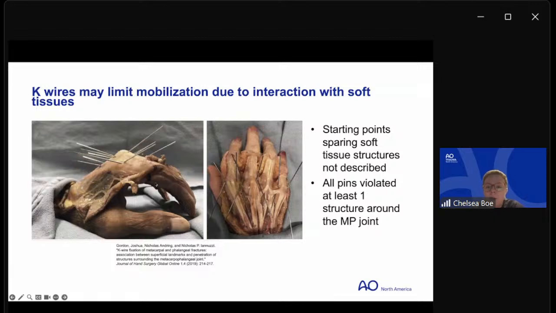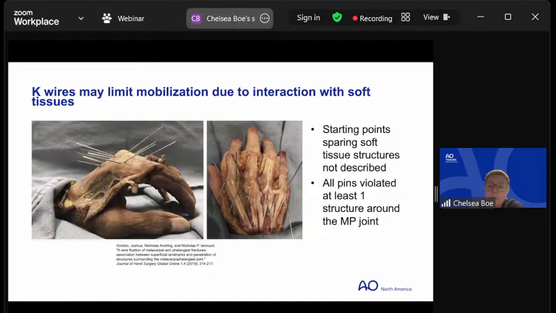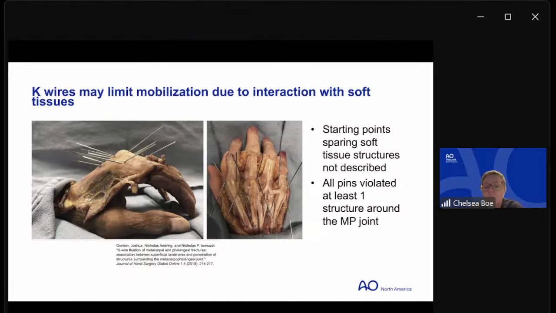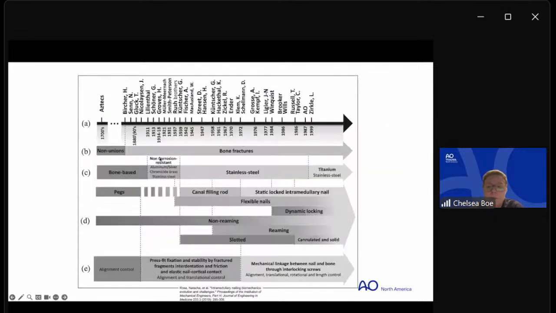Even in the case of K-wires, which maximally respect the fracture hematoma, preserve the blood supply to fragments, and can afford sufficiently stable fixation, there's an extremely high incidence of violation of soft tissue structures, specifically around the MP joint, which can limit mobility substantially following phalangeal fixation. You can make the same argument around the PIP joint, which makes it really appealing to take advantage of that intramedullary space for the bony fixation.